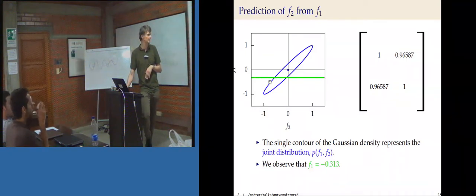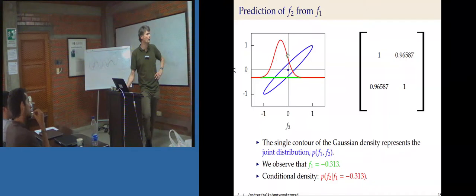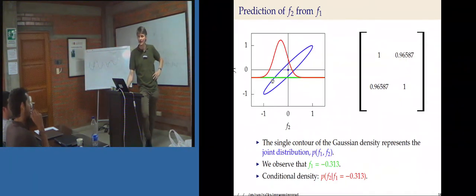This is the physical interpretation of what's going on mathematically. If we are convinced that f1 is equal to this value here, which is about minus 0.313, we take a slice through the Gaussian hill at that point, and then we renormalize the hill. So the conditional density of f2 given f1 is minus 0.313 is given by this Gaussian density, which is just the slice through that hill. The slice would not be at this height because it wouldn't be normalized, so we renormalize that to make it a density. Okay?